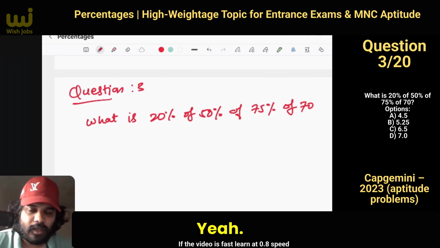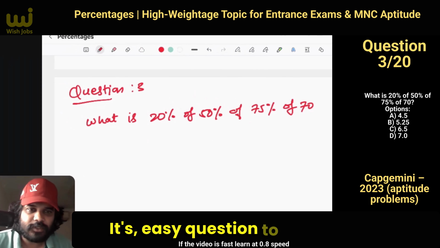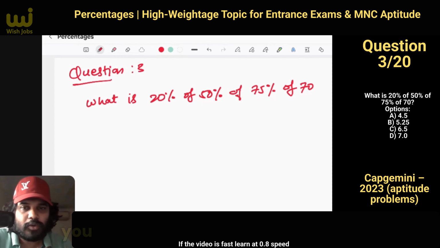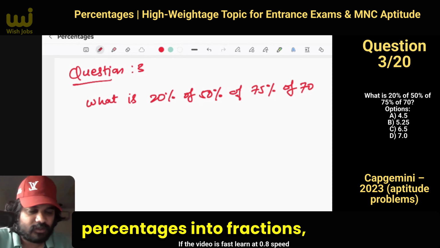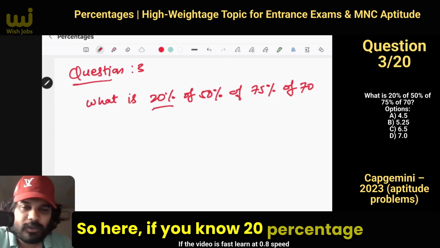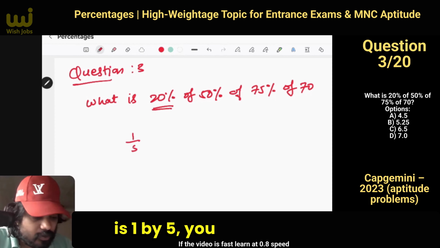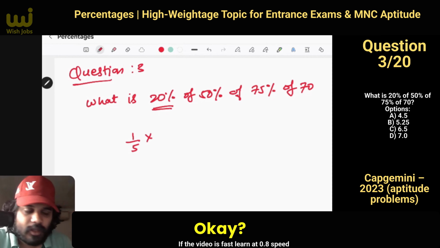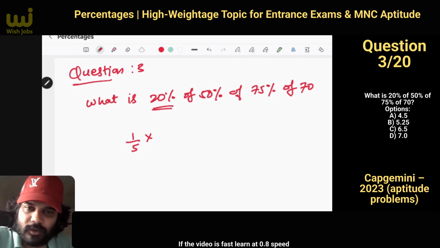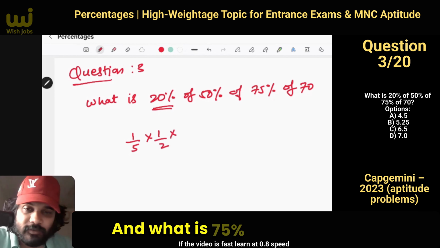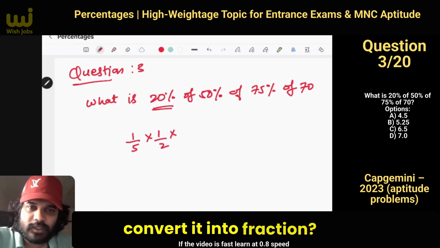Trying to solve. Yeah, wait, it's an easy method. It's an easy question to solve. People will try to confuse you. Okay, so first of all, I told you should be knowing how to convert percentages into fractions, right? That is the first important thing, right? So here, if you know 20 percentage is 1 by 5, you will write as 1 by 5. Of means multiplication. Okay, what is 50 percentage converted into fraction? 1 by 2. 1 by 2. And what is 75% when you convert it into fraction?